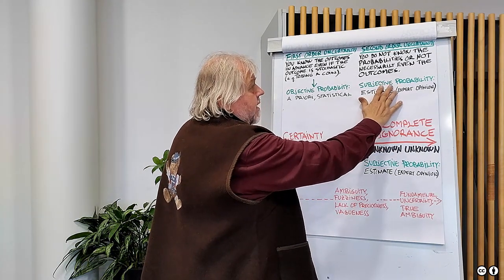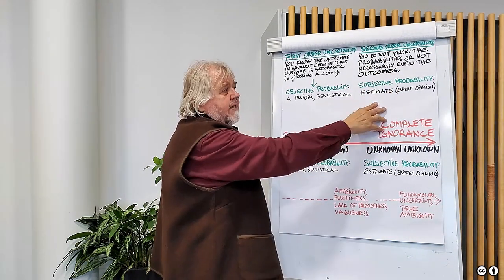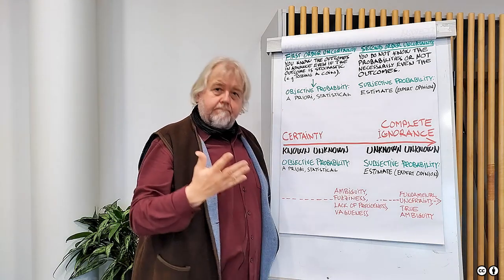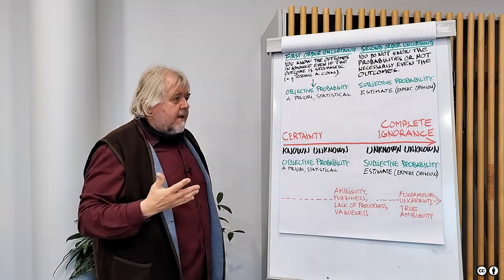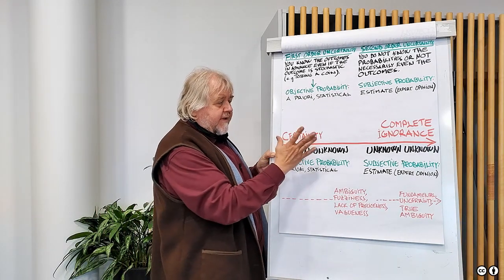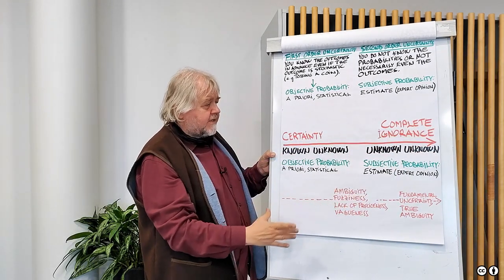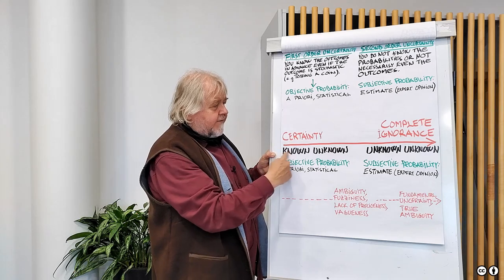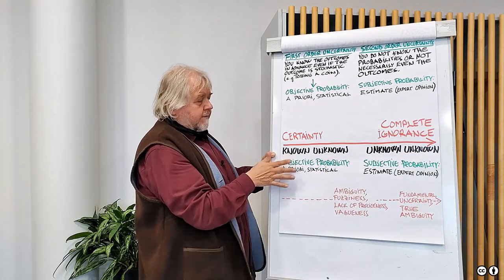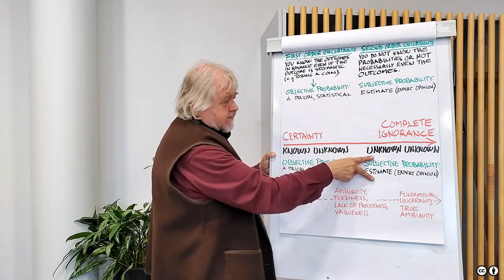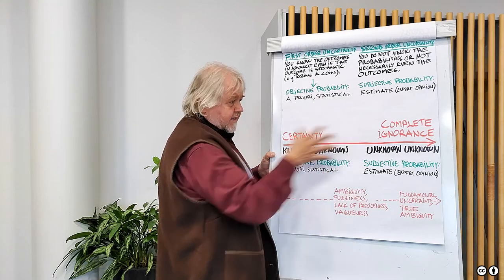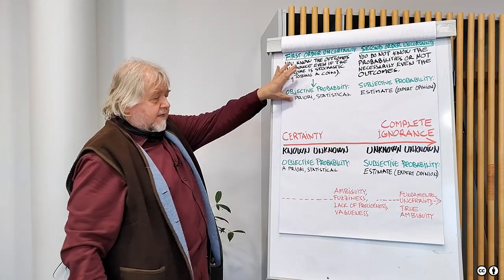Then in second order uncertainty, we have subjective probability, with expert opinion estimates that must be produced by experts, for example. We can also describe this with a continuum where we have certainty or complete ignorance. On the certainty side, we have known unknowns, and on the complete ignorance side, we have unknown unknowns. And again, I'm repeating here objective probability and subjective probability, a priori and statistical, estimate and expert opinion, to underline the thinking I explained here.